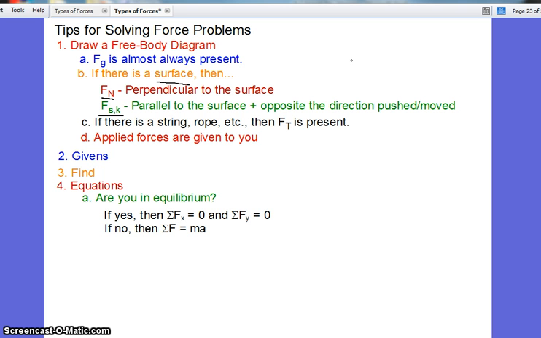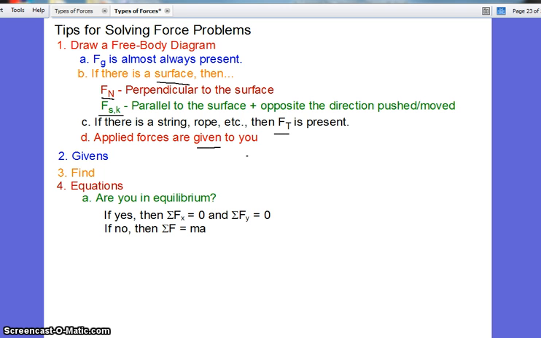The next type of force is if there's a string, rope, or cable, there is a tension force, and that is directed along the direction of the string. And strings, of course, can only pull. You can't push with a string. The last type of force that would be given to you, so if they say you are pushing a cart at 300 newtons, that would be considered an applied force. So those types of forces would be told to you.